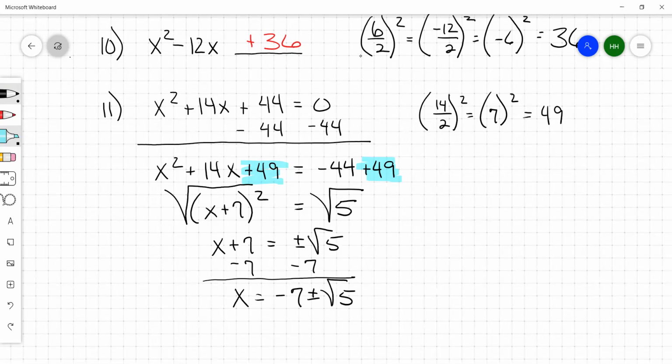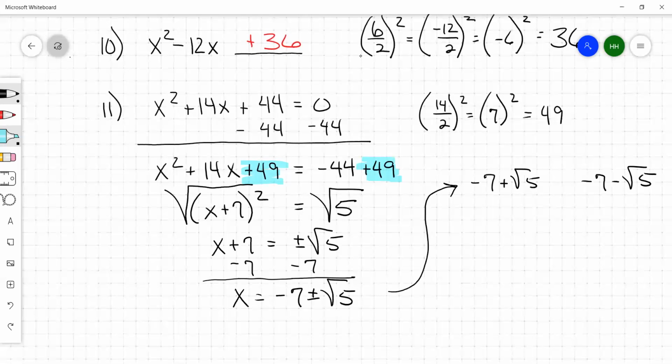Now, if you need to, depending on what your answers look like, we go negative 7 plus square root of 5 and negative 7 minus square root of 5. So negative 7 plus square root of 5 equals, that's negative 4.76. And then negative 7 minus square root of 5, that's negative 9.24. So those are your two solutions.